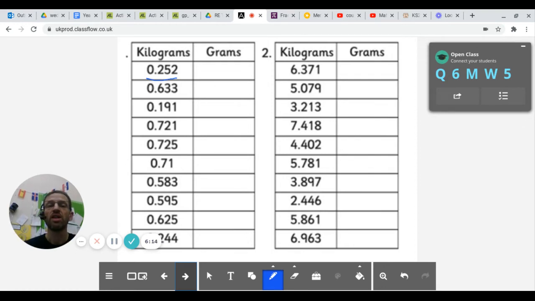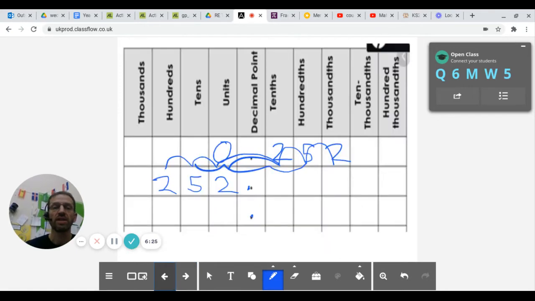Kilograms to grams, again, here you've got a decimal with a 6.371, so they're slightly bigger numbers on this side. They're all more than a kilogram. 6.371. If we were going to have a go at that, we would have to say 6.371. Exactly the same thing.